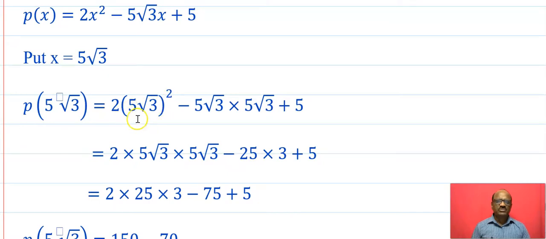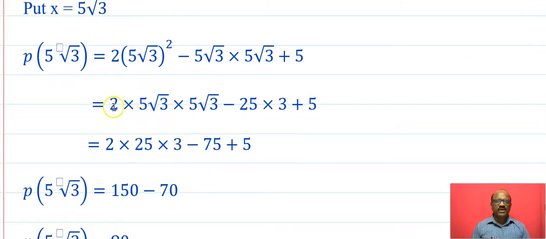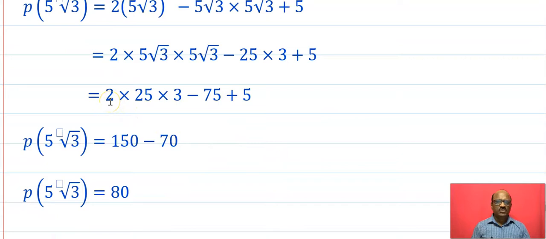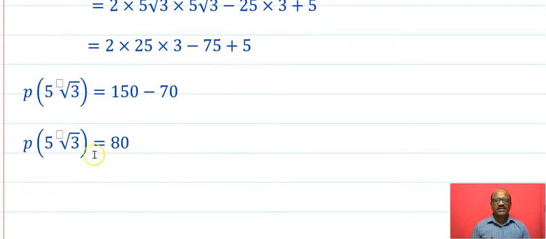5 root 3 bracket square means it is a 2 times multiplication: 5 root 3 into 5 root 3, minus 5 into 5 is 25, root 3 into root 3 is 3, plus 5. Now see further: 5 into 5 is 25, root 3 into root 3 is 3, 25 into 3 is 75. Overall 2 into 25 is 50, 50 into 3 is 150, minus 75 plus 5, that is minus 70, and therefore the value of p of 5 root 3 is equal to 80, and this is the value.